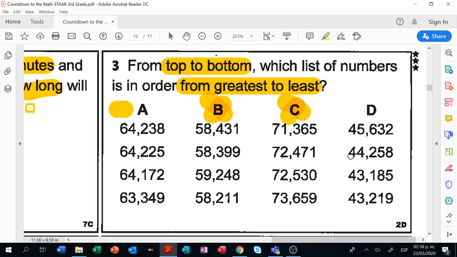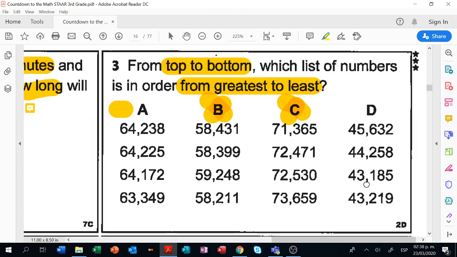45,632. It is bigger than the next one, 44,258. At the same time, this second number is bigger than the third one. But let's compare the last two because there might be something not correct there.